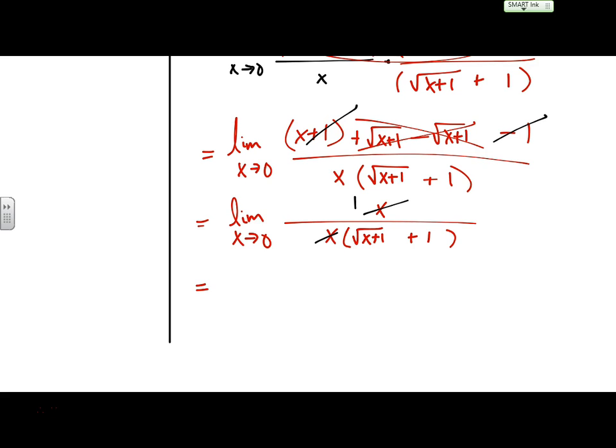The x's cancel. They reduce top and bottom. And now I say, I got rid of somebody. I wonder if I can plug in now.